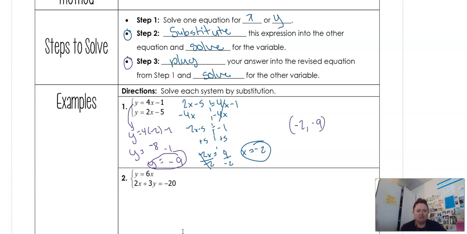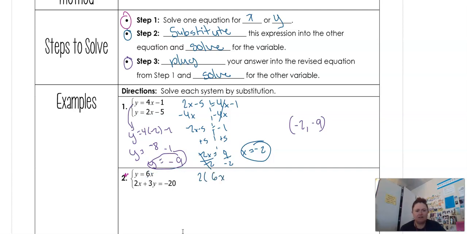So let's look at question 2. Question 2, y equals 6x. It's already solved for y, so we can skip step 1. Step 1 was already done. So we're going to go straight to step 2. We're going to substitute 6x into the second equation. So I'm going to put 2, and then parentheses, and then 6x.